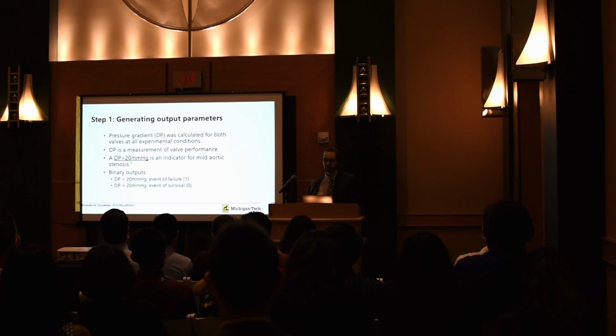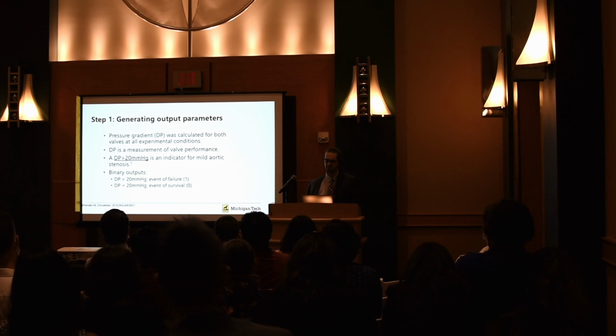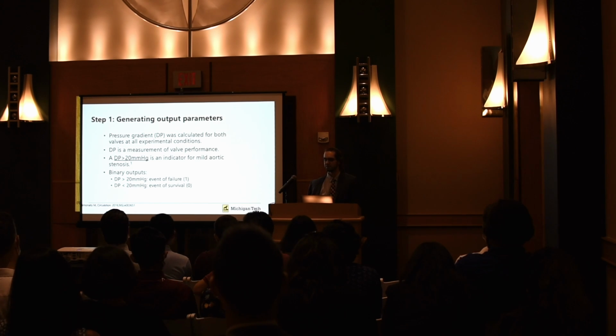Okay, so then the next part of this was generating our output parameters. The performance of an aortic valve is affected by the output being greater or lower than a threshold, such as the stenosis criteria for transvalvular pressure gradient. So for such cases, the performance of the valve can be enumerated by a binary output or a binary event, so either a 0 or a 1, where 1 indicates the event of failure and 0 indicates the event of survival.